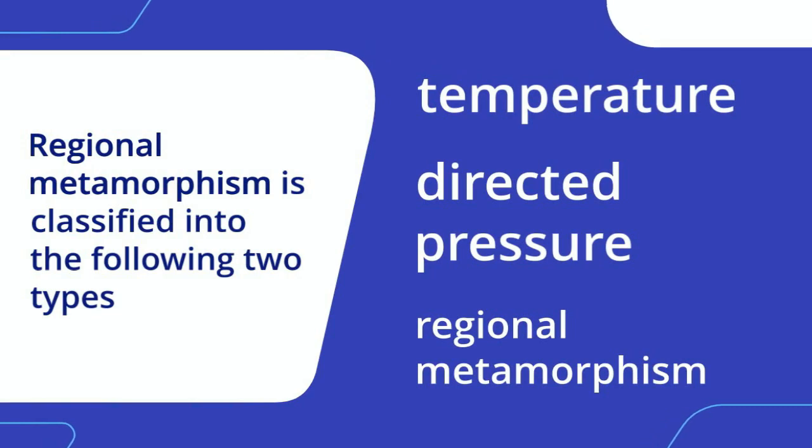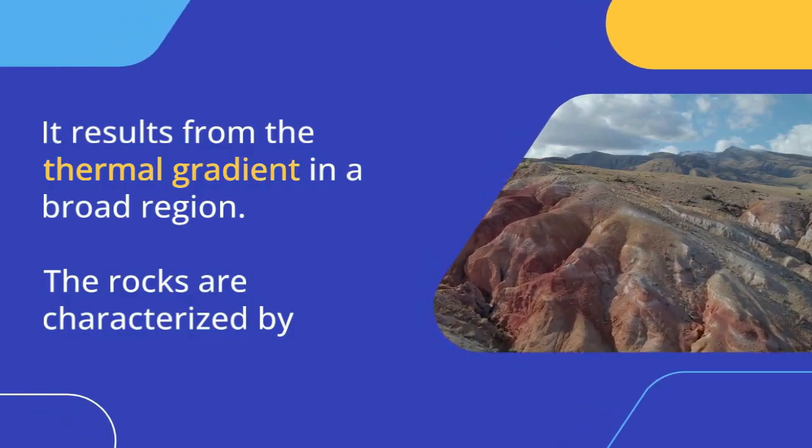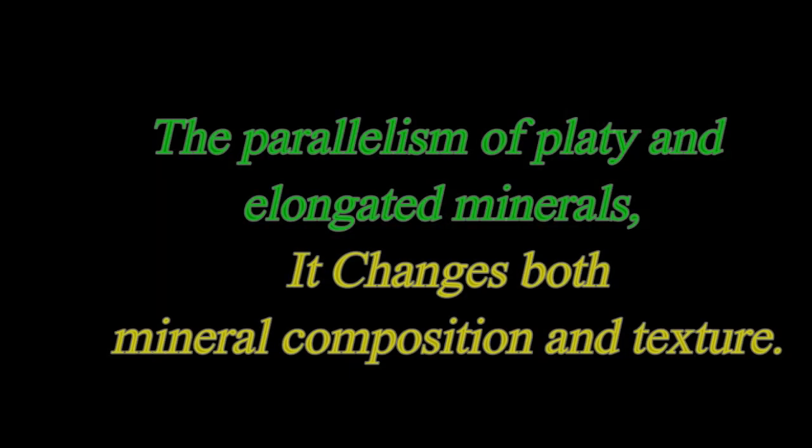Regional metamorphism is also classified into the following two types. Regional dynamothermal metamorphism. It results from the thermal gradients in a broad region. The rocks are characterized by the parallelism of platy and elongated minerals. It changes both mineral composition and texture.